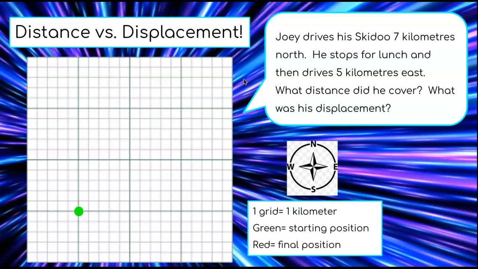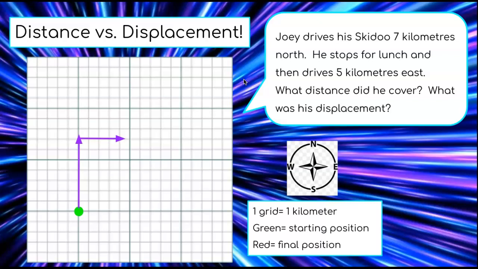Now in our example, it tells us that Joey drives 7 kilometers north. So using our compass as a guide, we know that straight upward represents north. And this question is telling us that Joey traveled 7 kilometers. So that would be 7 grids to the north. We're then told that he stops for lunch and then continues driving 5 kilometers east. So again, using my compass as a guide, I can see that Joey then traveled 5 kilometers over to the east.